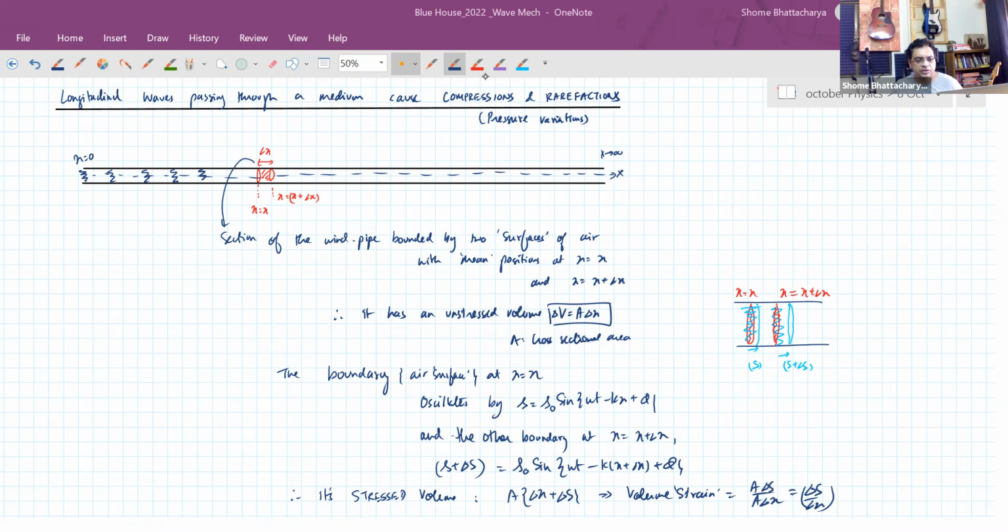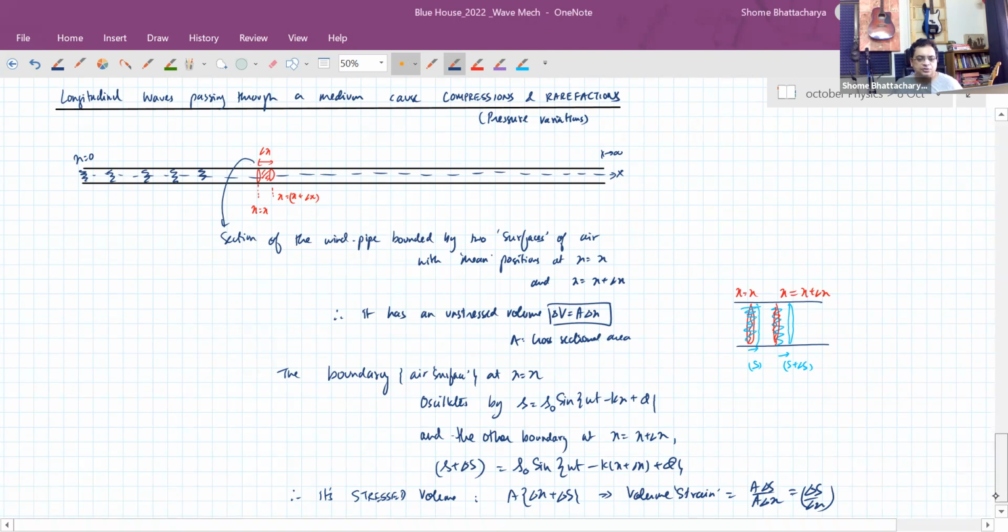So when this boundary has a displacement S and the other boundary has a displacement S plus delta S, the distance between them has become how much? It has become delta X plus delta S. So that's why the stressed volume, that is the volume when they are under stress because of the sound wave propagating, has become the natural volume A into delta X plus the excess volume A into delta S. But that delta S can alternately be positive and negative. So alternately it is compressing or expanding.